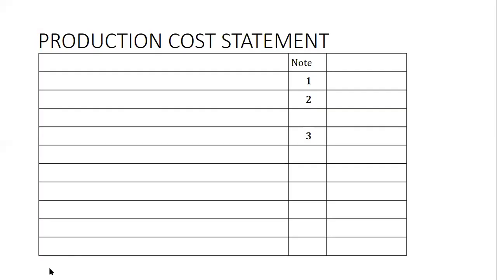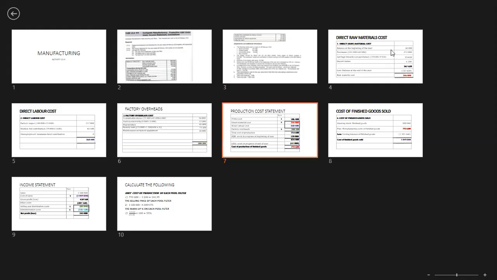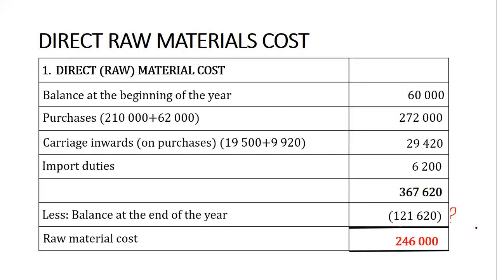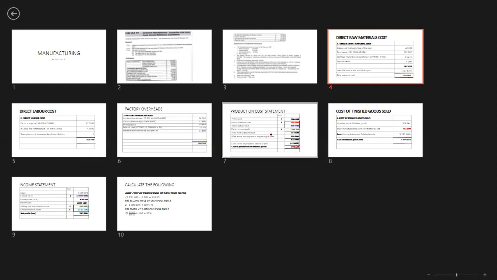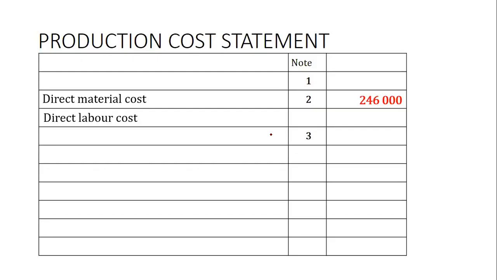Before going to my production cost statement, let me start with my direct labor. Direct material. This 124, 246, you know where it needs to go to, right? Yes. Where does it go? It goes to our production cost statement. So in my production cost statement, I will have my direct material of 246, and I'll also have my direct labor. Add those two, that will give you prime cost.